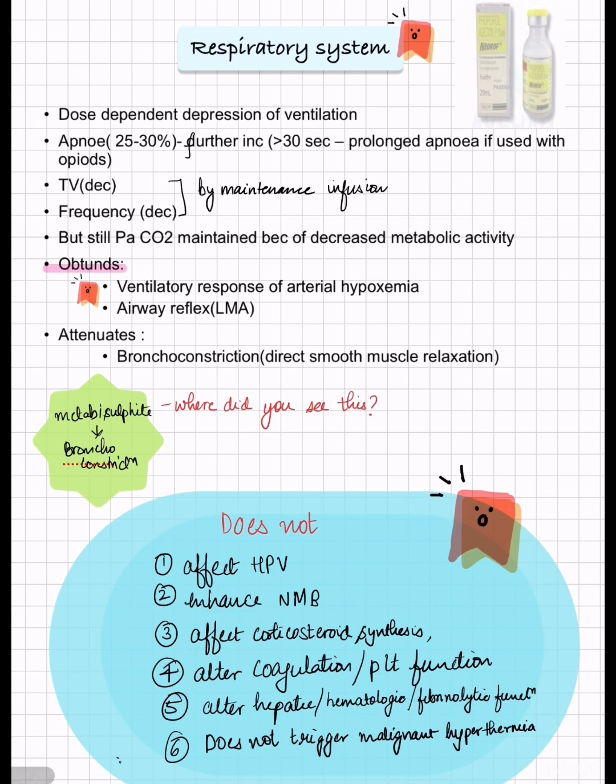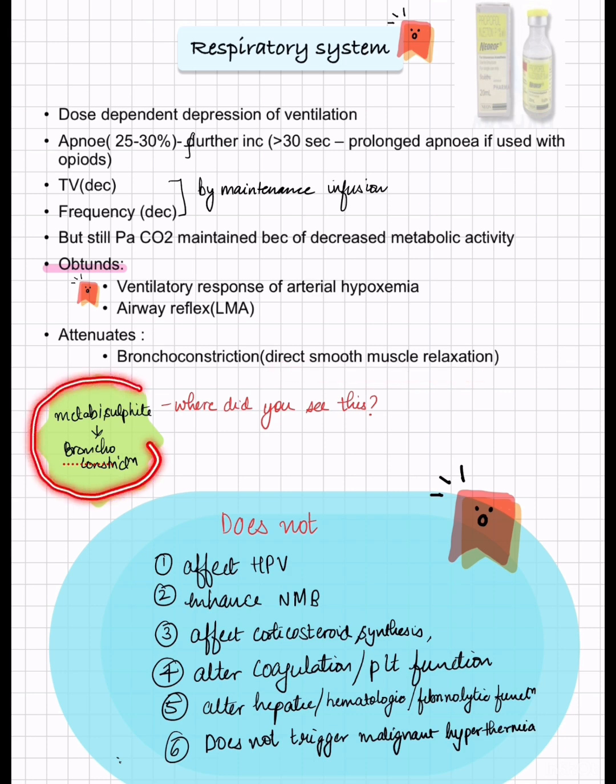Coming to its effect on the respiratory system, it causes dose-dependent depression in ventilation, decreased tidal volume and frequency, causing a decrease in the minute ventilation. See, if there is a decrease in the minute ventilation, ideally there will be an increase in CO2 retention. But that is not the case with propofol. Why so? Because there is decreased metabolic activity also, so the CO2 retention is also decreased. It completely upends the ventilatory response to arterial hypoxemia and airway reflexes. So it is ideal for LMA, and it attenuates bronchoconstriction by direct smooth muscle relaxation.